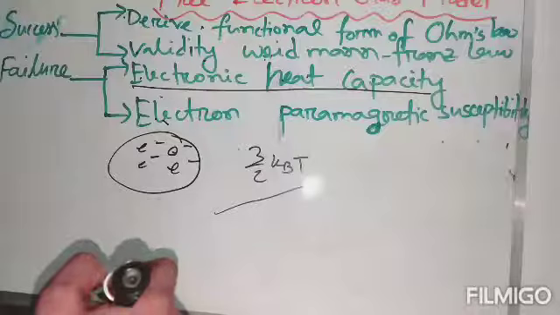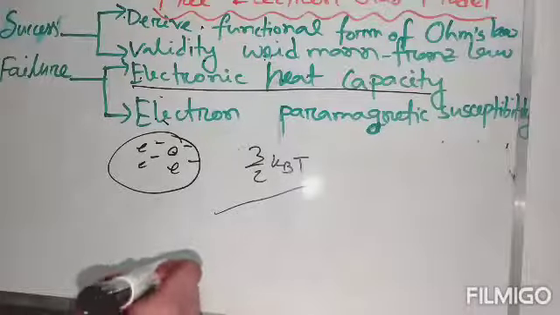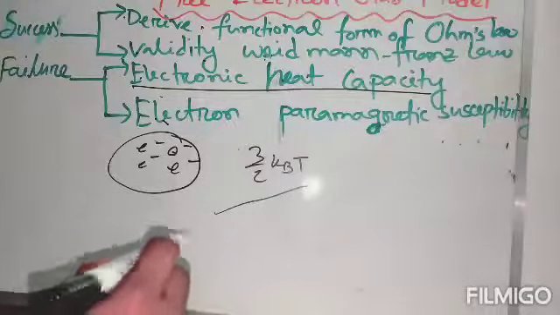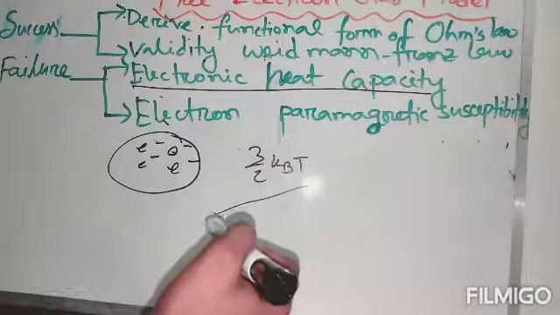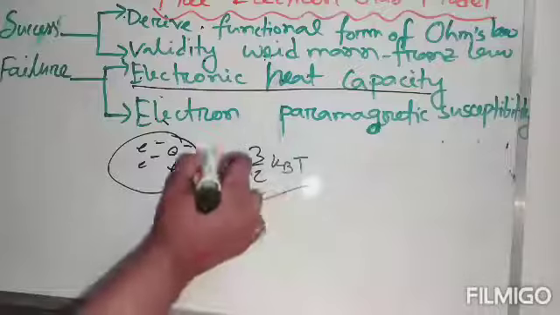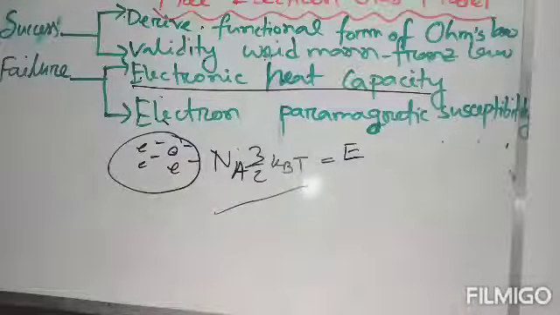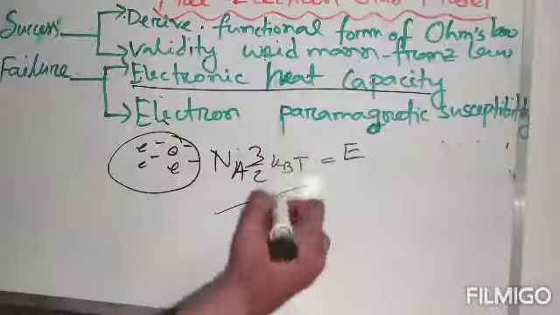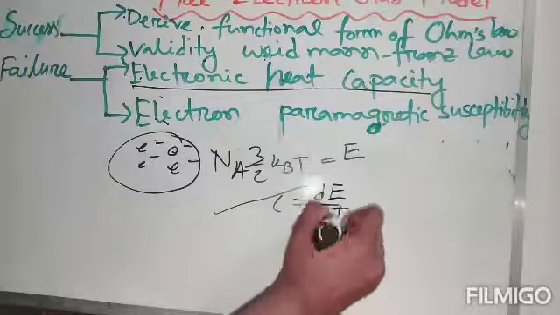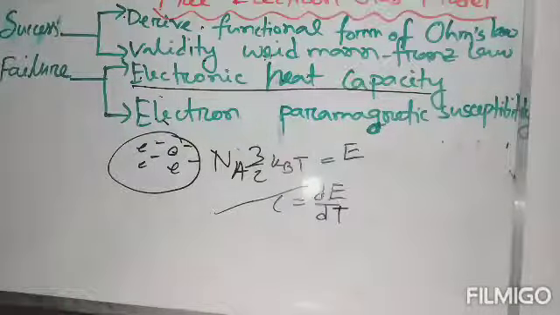If we now consider one mole, we multiply by the Avogadro number, and then we get the total energy of this metal box for free electrons. Now we know heat capacity C equals dE by dT. That means how much energy is required to change the temperature by dT. This is the molar specific heat, which is defined for one mole.